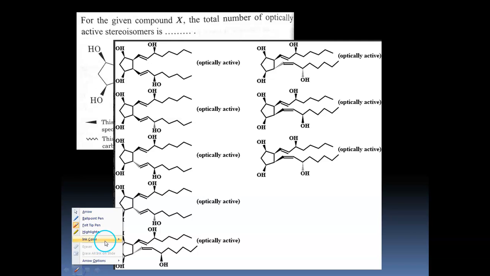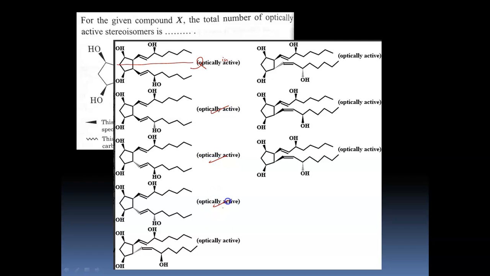So if you draw all the possibilities, you will see that theoretically there are 8 possibilities. Out of that, the first one is optically inactive because of an element of symmetry. So you have to neglect that. The remaining possibilities, as you can see, are 7, right? So the answer for this question would be 7, right?